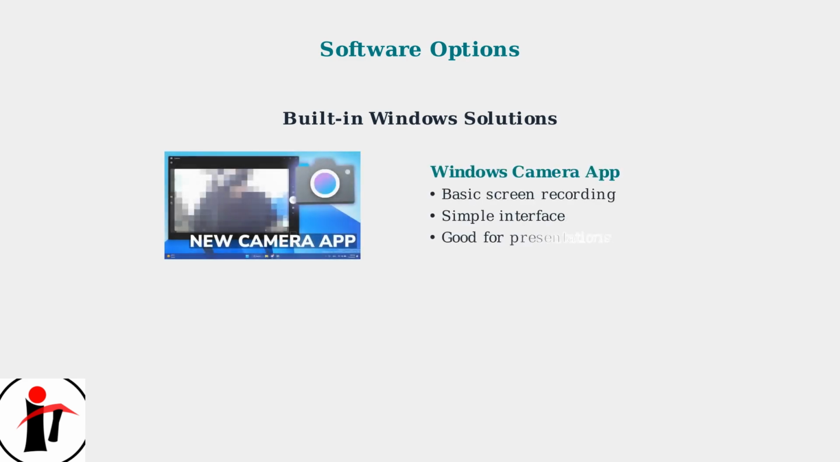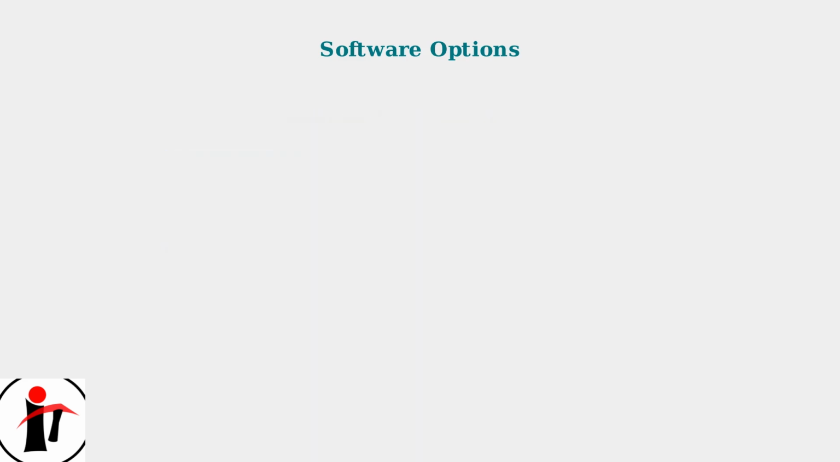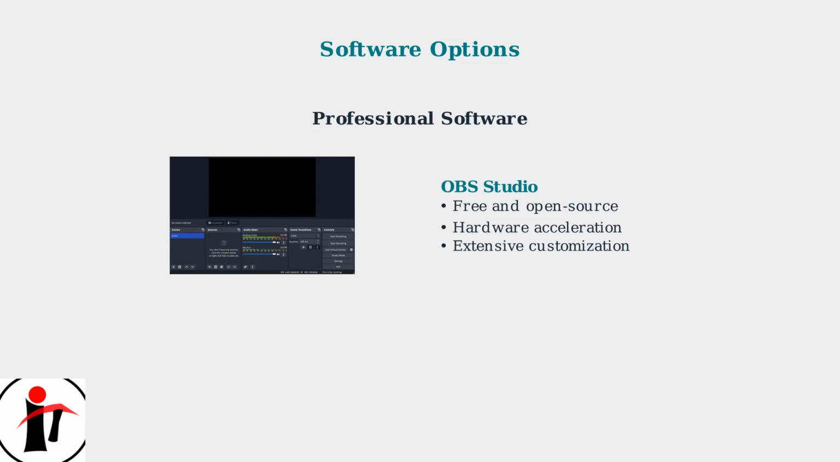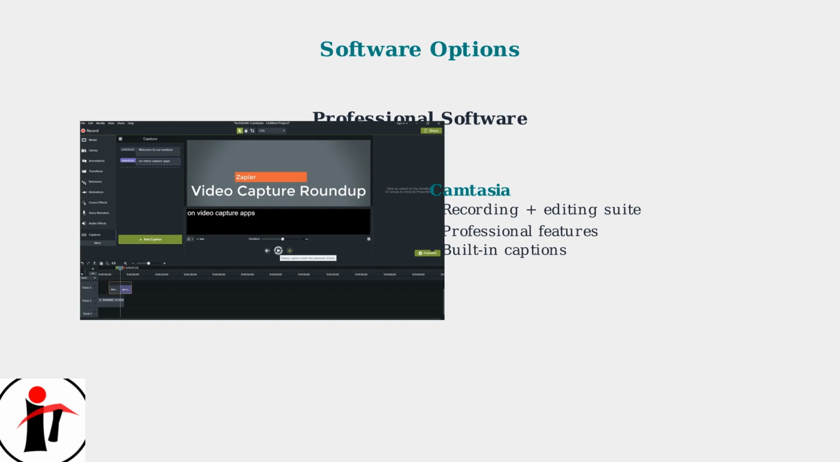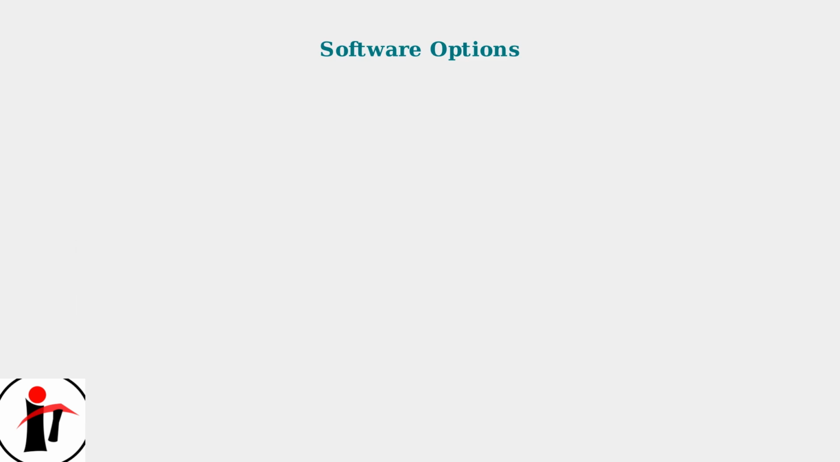The Windows Camera app provides basic recording functionality for simple screen capture tasks and presentations. Professional software offers advanced features and customization. OBS Studio is a free, open-source solution with extensive recording capabilities and hardware acceleration support. Camtasia provides professional recording and editing capabilities in one package, ideal for creating polished educational and business content.